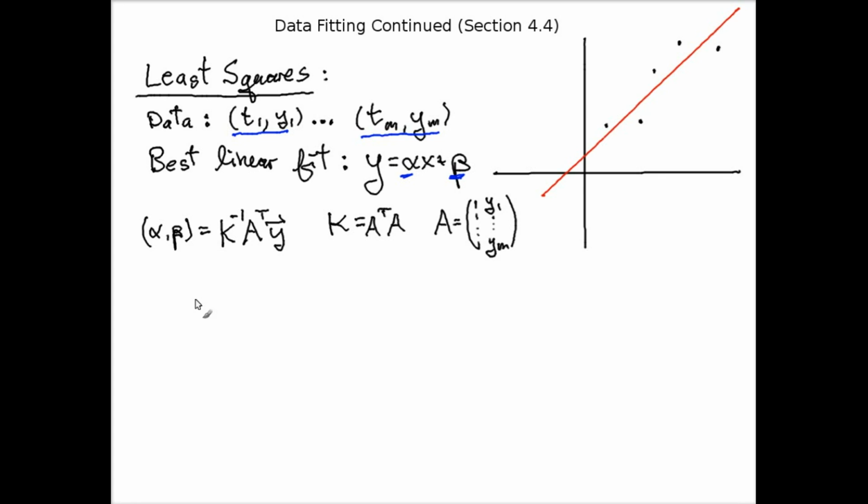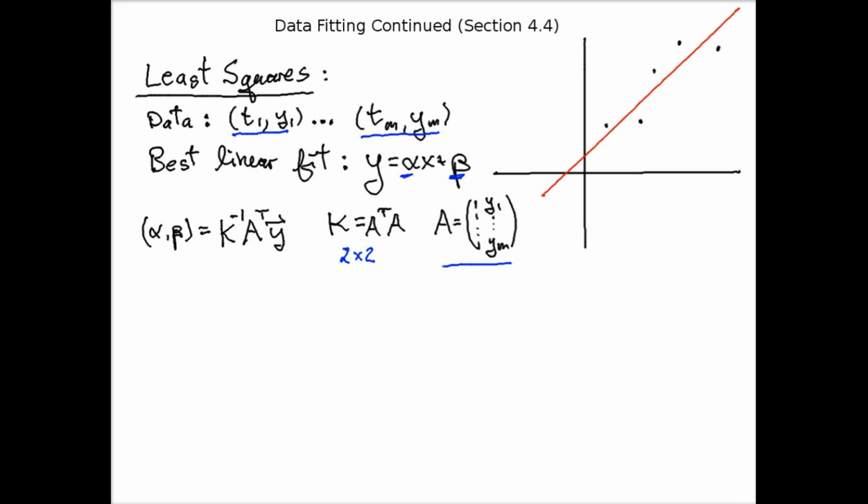We did a little bit of linear algebra to conclude that if we set A to be this matrix here, and then K to be A transpose A, which is a 2 by 2 matrix, and then we do this calculation, K inverse A transpose Y, that gives me alpha and beta. So I did that in the video last time. We did an example in class, and there will be some in your homework. Let me make a couple of comments about this and then go on to a generalization.